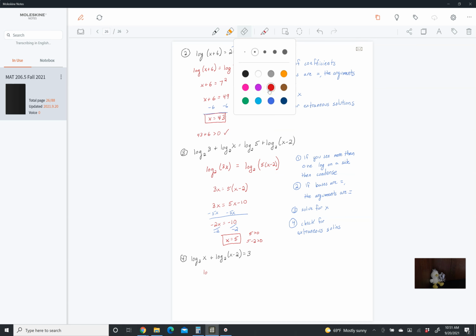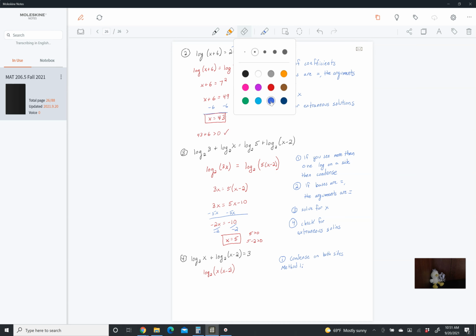So we get log base 2 of x times x minus 2. We're using the product property to condense because there's a plus sign here. If there's a minus sign, then we would use the quotient property. So that's our first step, condense. I'm going to say on both sides. Obviously here, you only need to condense on one side. Okay, then from here, there are two things that you can do.